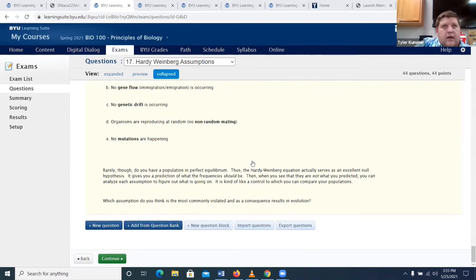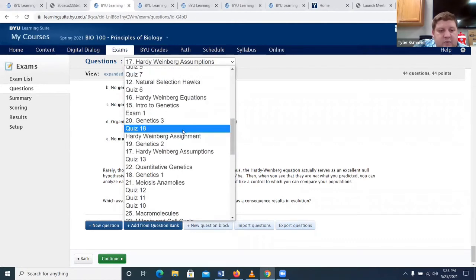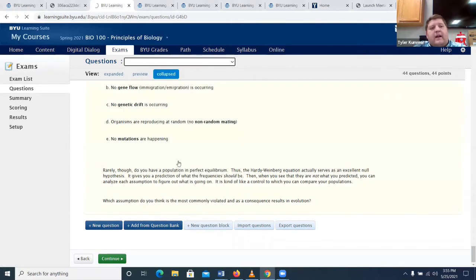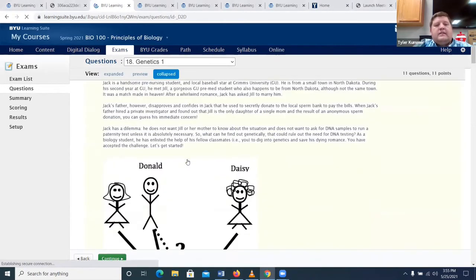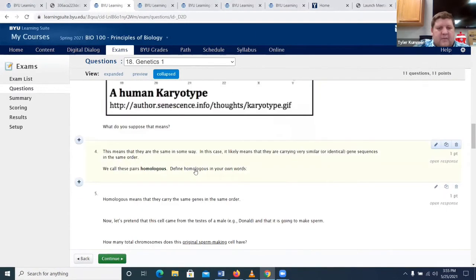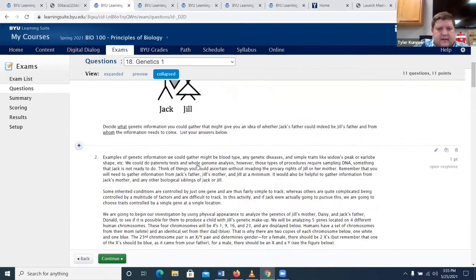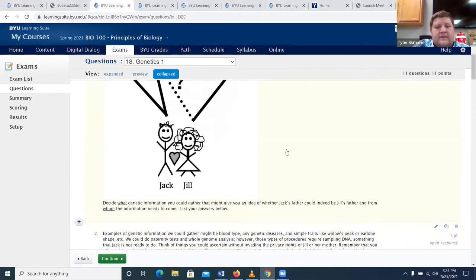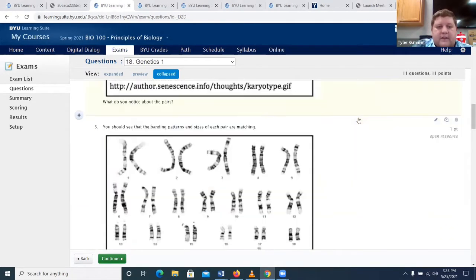Okay, let's go ahead and jump to our genetics 1. So the big thing with genetics 1 is to understand meiosis, okay? Essentially, it kind of introduces our lesson, our scenario here. We want to find out if Jack and Jill are half siblings or not through that fun story.